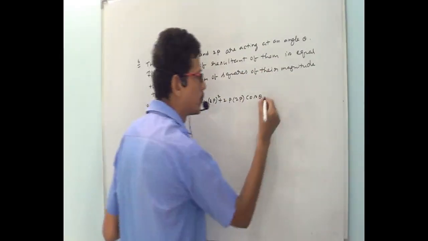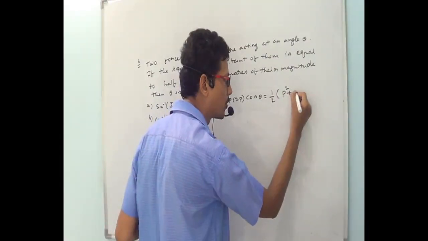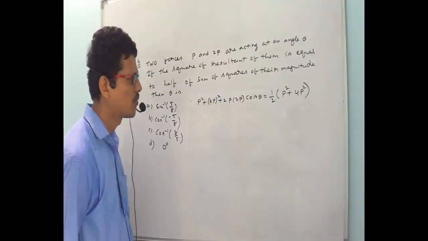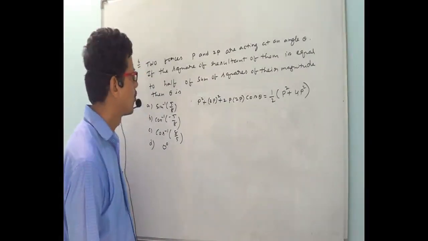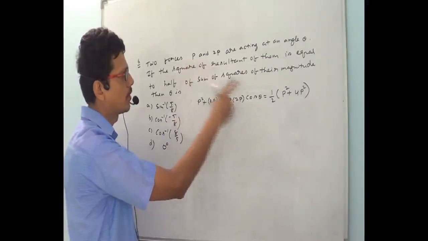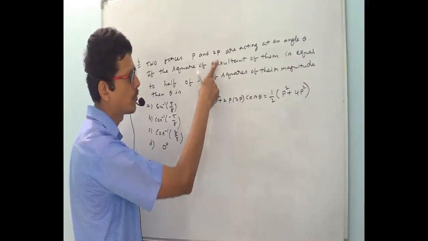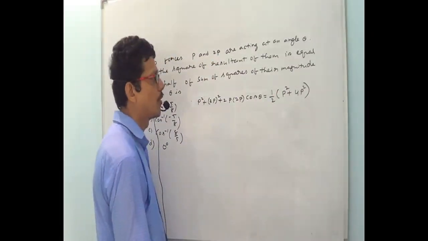Okay, is equal to half the sum of the squares of magnitude. What is the square of this p square? Na? What is the magnitude square of this 2p whole square? 2p whole square is 4p square. So now we have to find theta.